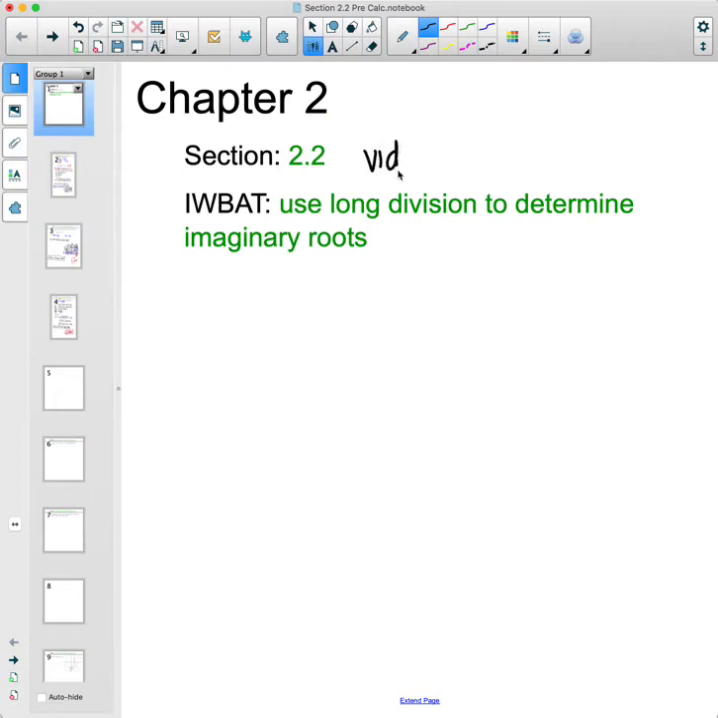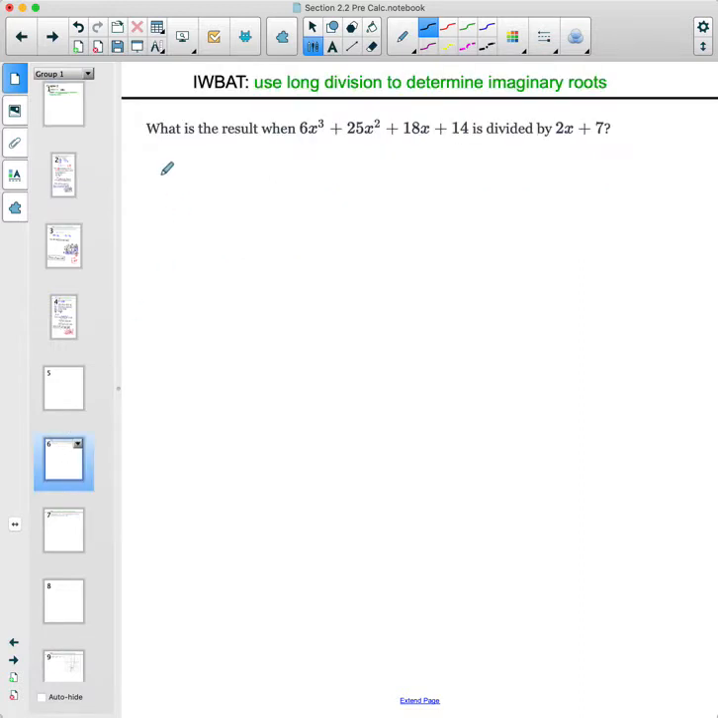So this is the second video of 2.2, and in this video we're going to look at long division, what long division is, and how to do it. So if we take this, what is the result of 6x cubed plus 25x squared plus 18x plus 14 divided by 2x plus 7? Okay, so this 2x plus 7 is going to go on the outside, and we're going to write our division like this, like you're used to for long division with numbers.